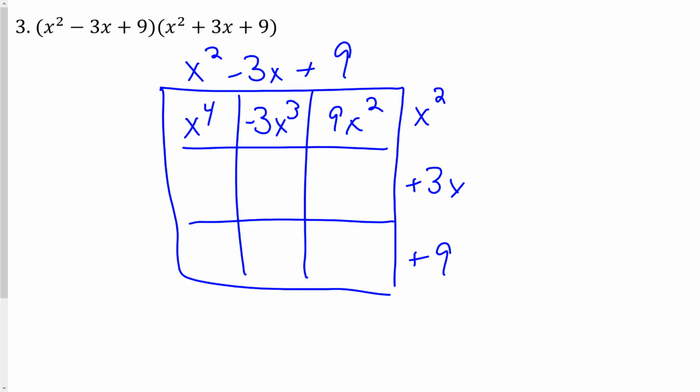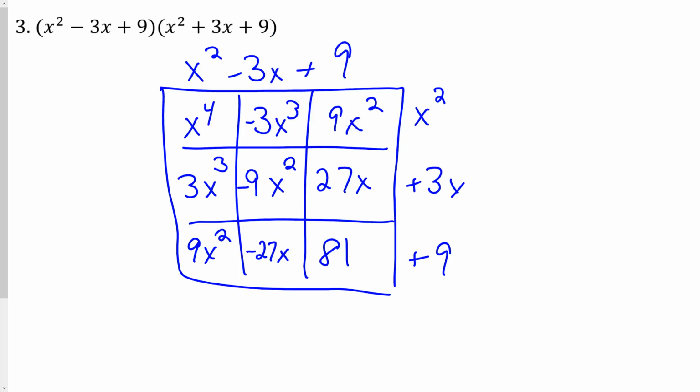x squared times 3x is 3x cubed, and then x squared times x is x cubed. Minus 3x times 3x gives me negative 9x squared. And 9 times 3x is 27x. x squared times 9 is 9x squared. Minus 3x times 9 is minus 27x. 9 times 9 is 81.